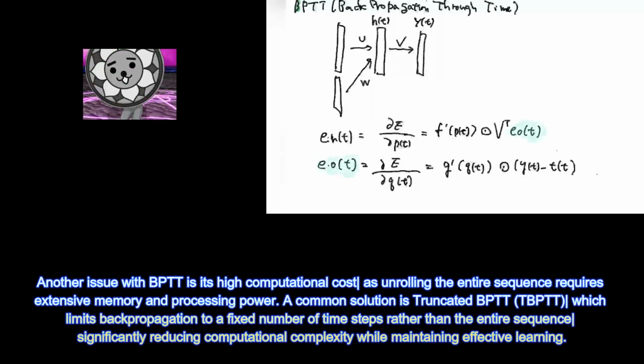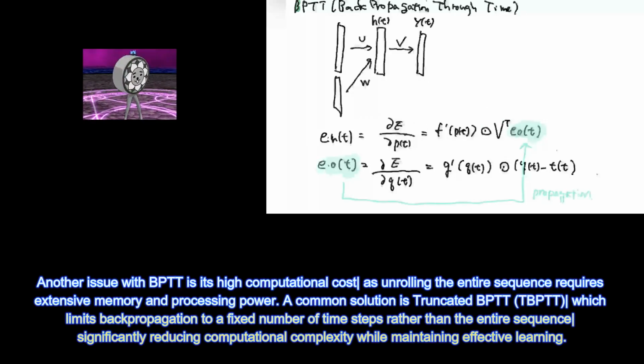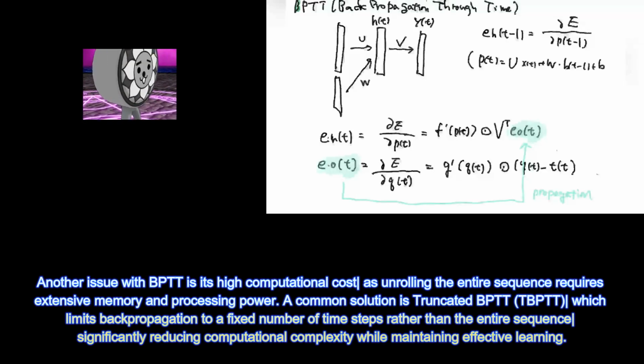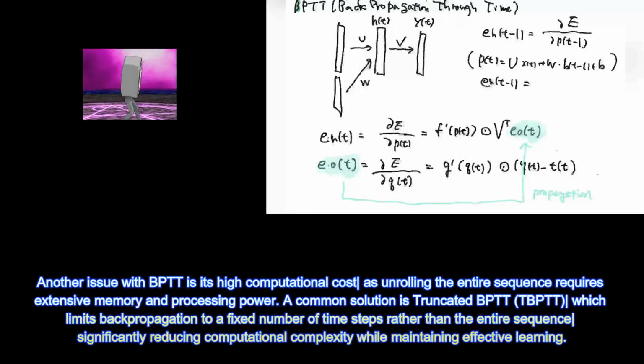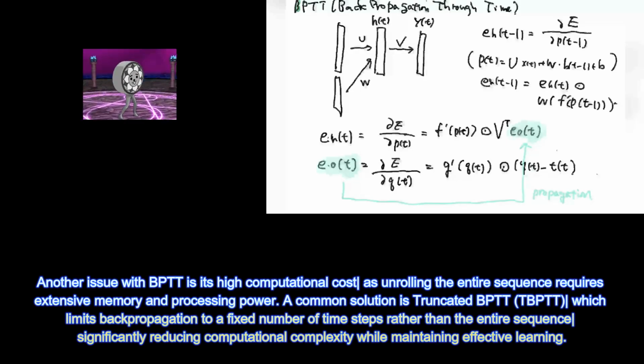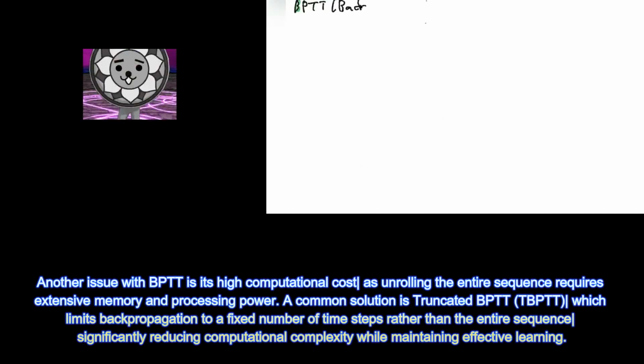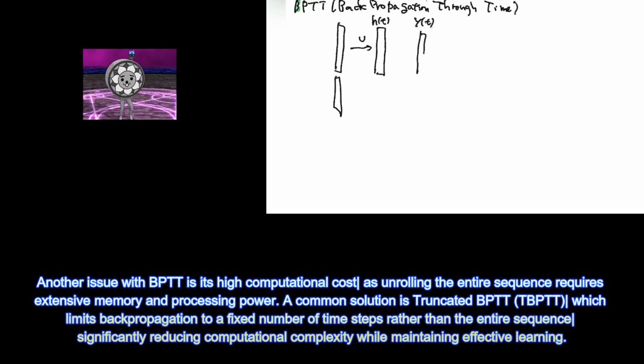Another issue with BPTT is its high computational cost, as unrolling the entire sequence requires extensive memory and processing power. A common solution is truncated BPTT, which limits backpropagation to a fixed number of time steps rather than the entire sequence, significantly reducing computational complexity while maintaining effective learning.